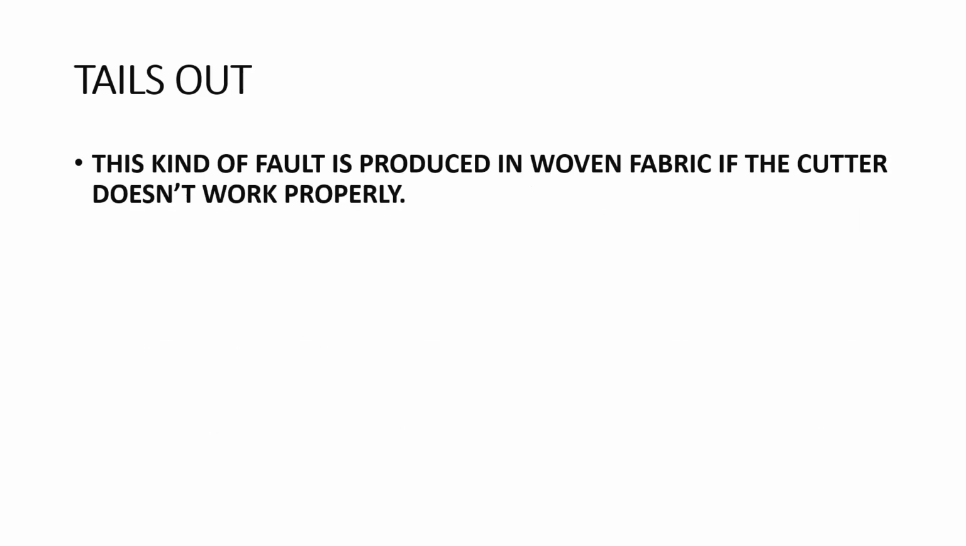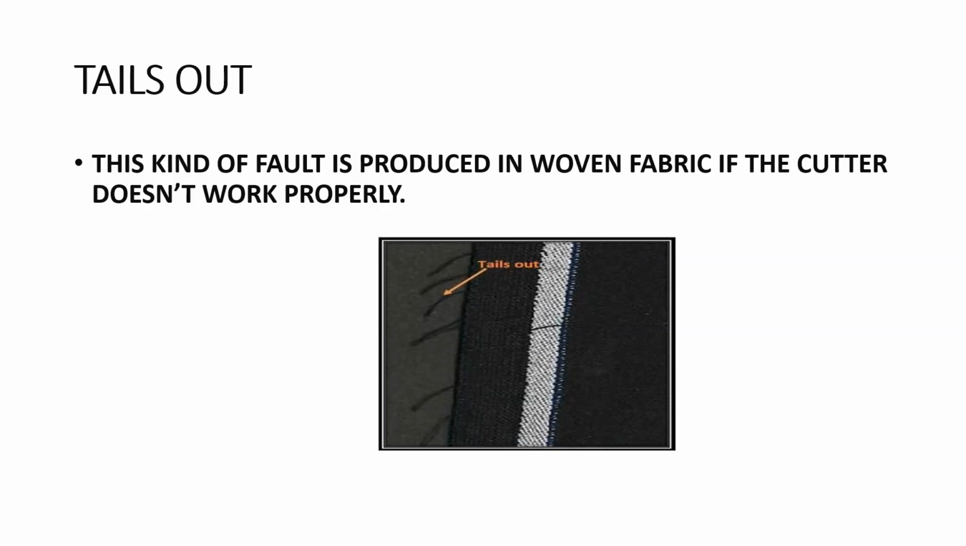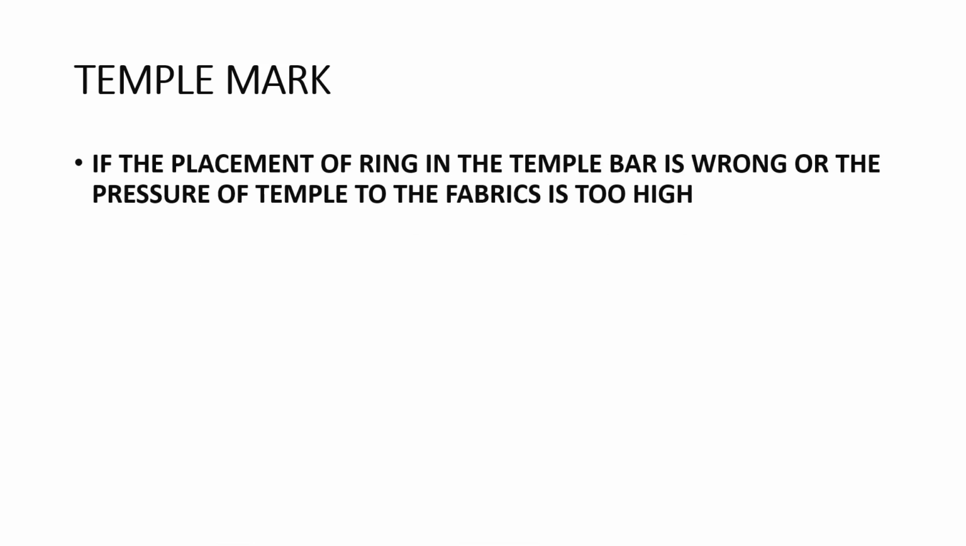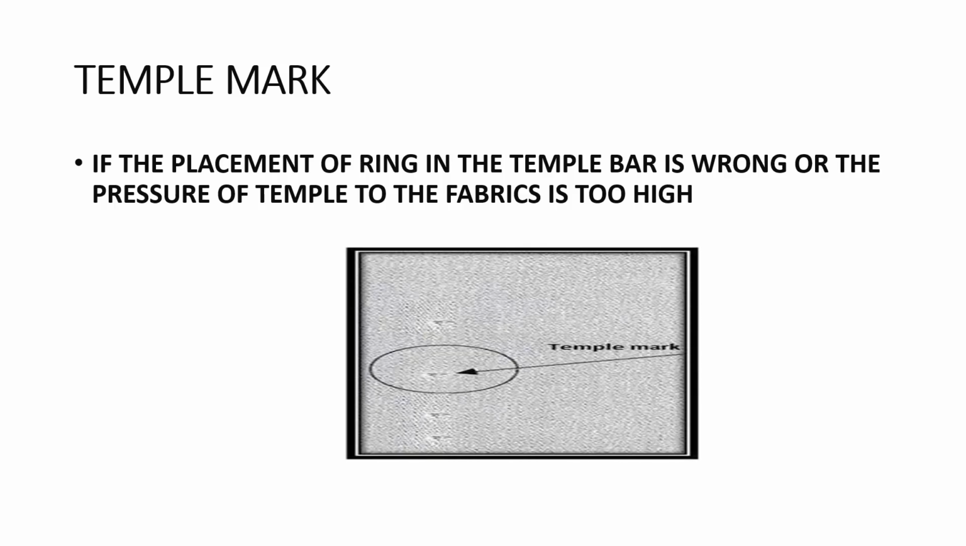Students, we will see now another defect, called the tails out defect. Again, it comes due to a cutter problem in the woven fabric, and the defect is like this. This kind of fault is produced in the woven fabric when the cutter does not work properly in the weaving zone. Temple mark is also related to weaving, and it occurs when the placement of the ring in the temple bar is wrong, or the pressure of the temple is very high. Then such a temple mark, as you are seeing in the image, may come.